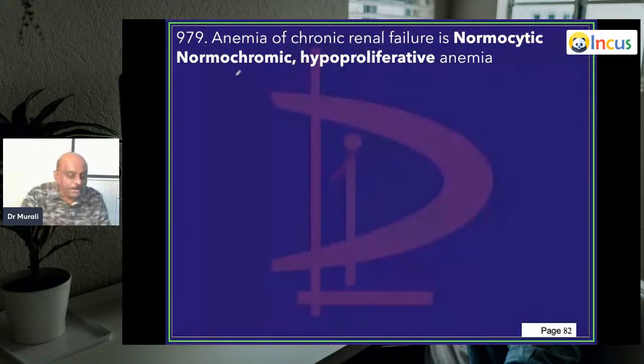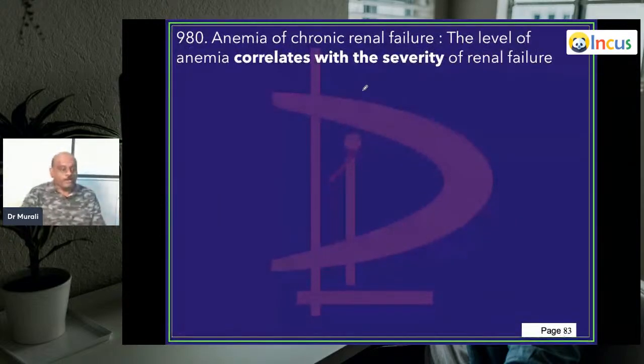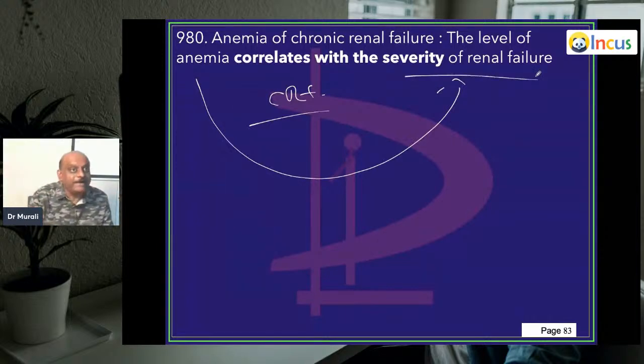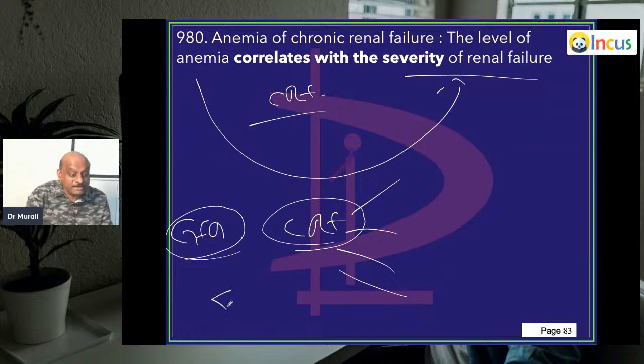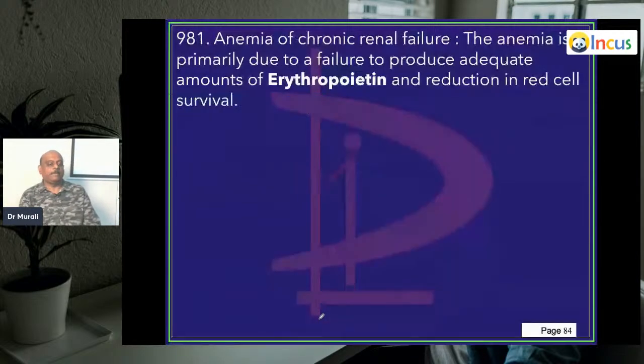So what do you see in chronic renal failure? Normocytic, normochromic, hypoproliferative anemia. Anemia of chronic renal failure? Always remember, in a patient of CRF, the more severe the anemia, the more is the severity of renal failure. Because everybody is CRF. Within them, if you do the glomerular filtration rate calculation, somebody has less than 20%, somebody has 20 to 30%, all of them are CRF only. So the more severe the CRF, the more severe is the anemia, is what you need to remember.